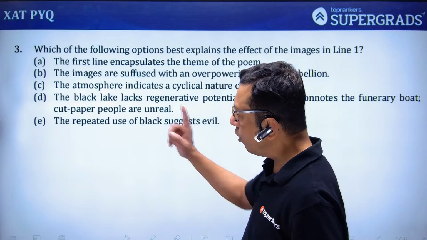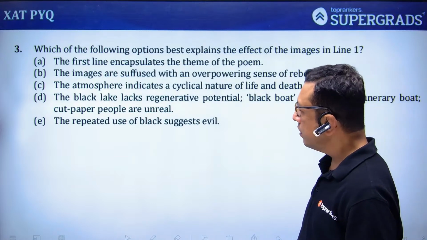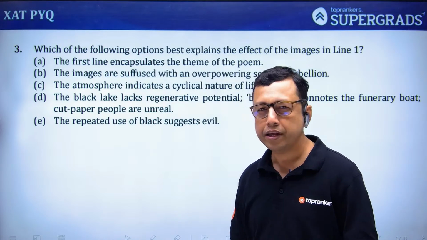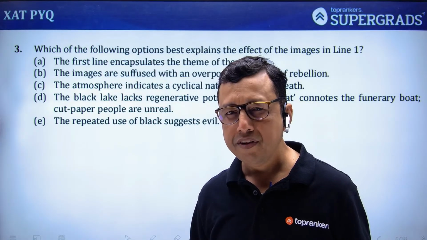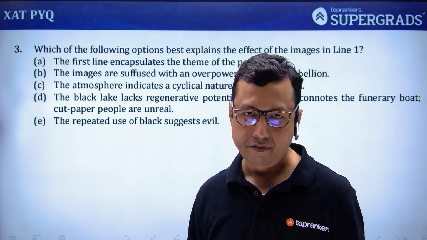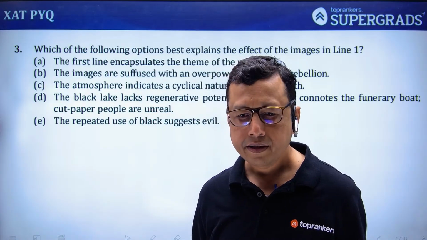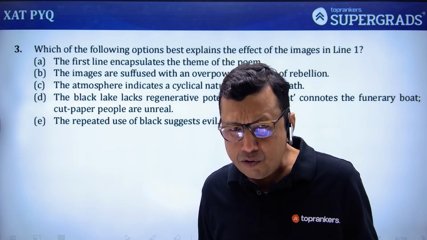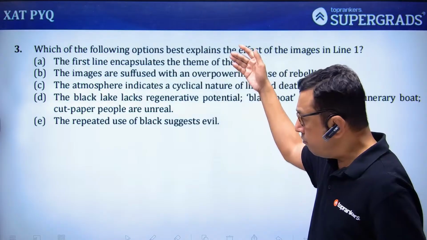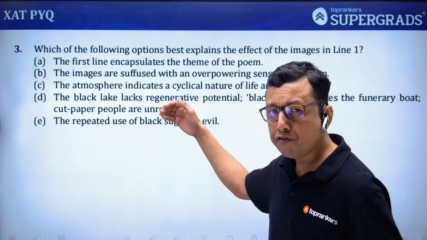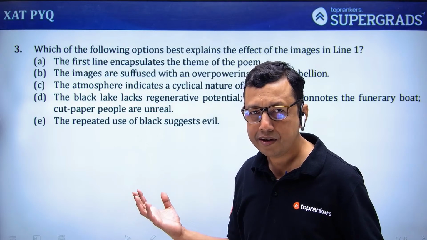Now let's read option D again. The black lake suggests it lacks regenerative potential. Now think of the imagery. In the poem, if you look at the theme, she's described a very melancholic and dark situation. The theme is dark. The theme is tragic and melancholic. She is taking you into that dark world. Now, when I say effect of the images, which of these options do you find a sentence that's creating the effect of darkness, melancholy, tragedy?